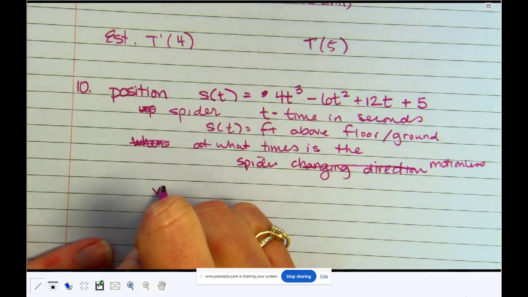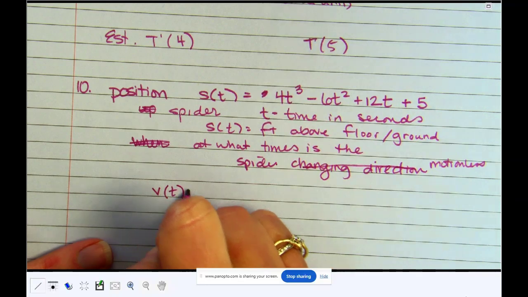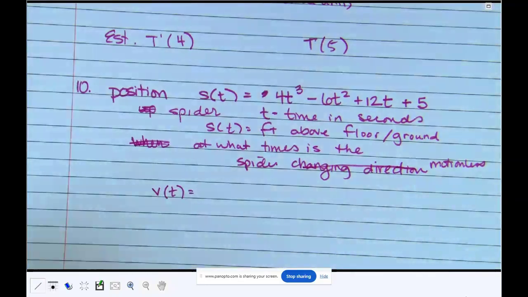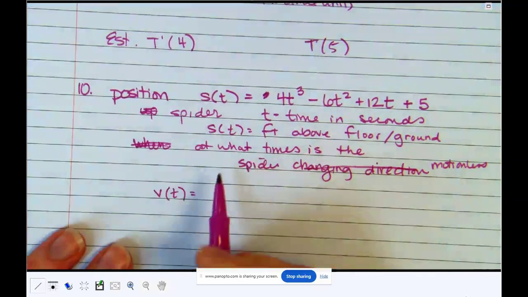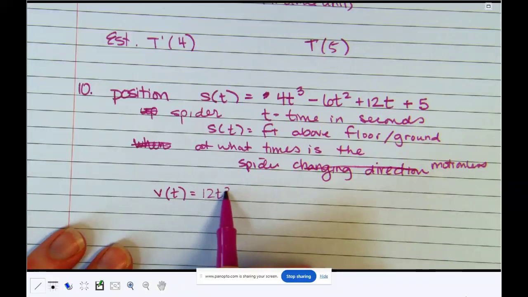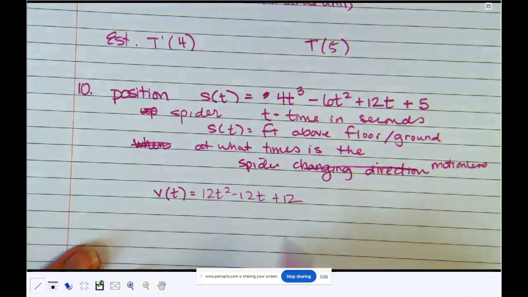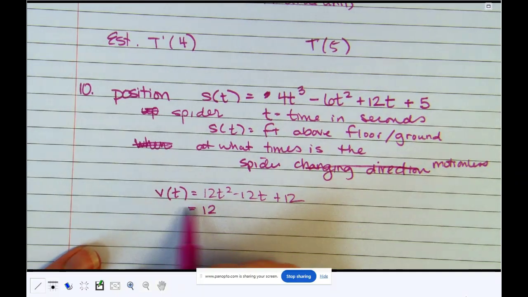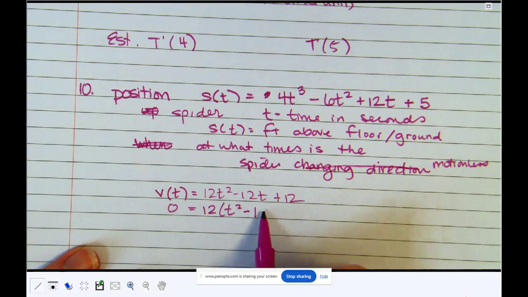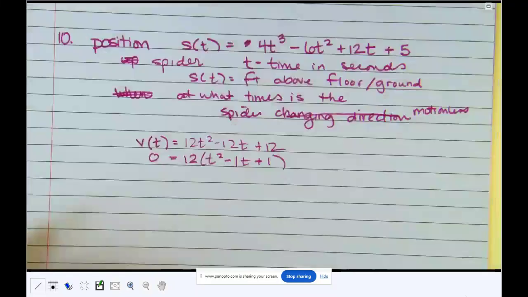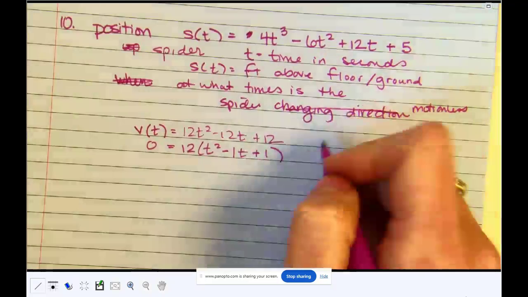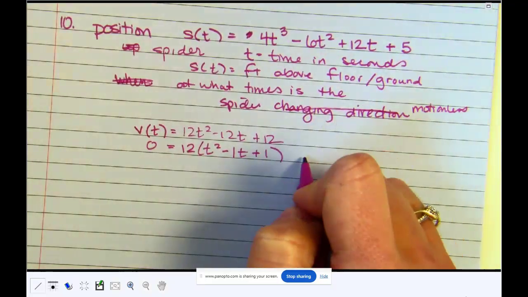Okay, so velocity. What's the equation for velocity? 12t squared minus 12t plus 12. Yeah, you can solve that, or you could be the bigger person. Oh, it's not nice. Plus 1 doesn't factor. Never mind. That's good, because I was afraid I created the problem that Simon said, but I did not.